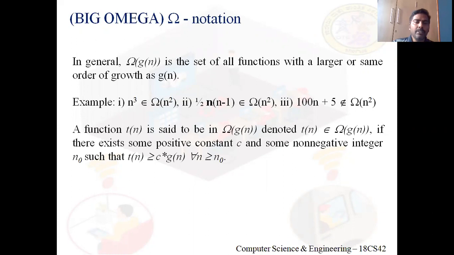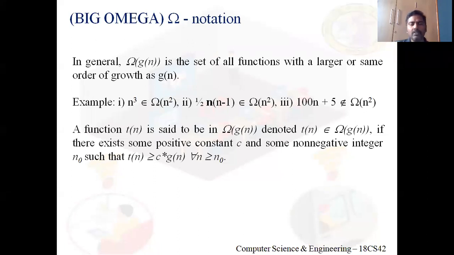First example, n cube. Check whether n cube belongs to big omega of n square. Of course, big omega of n square means the set of all those functions whose growth rate is greater than or equal to quadratic. The left-hand side is cubic, and cubic growth rate is greater than quadratic. Of course, it belongs to big omega of n square. Clear? Now look at the second example.